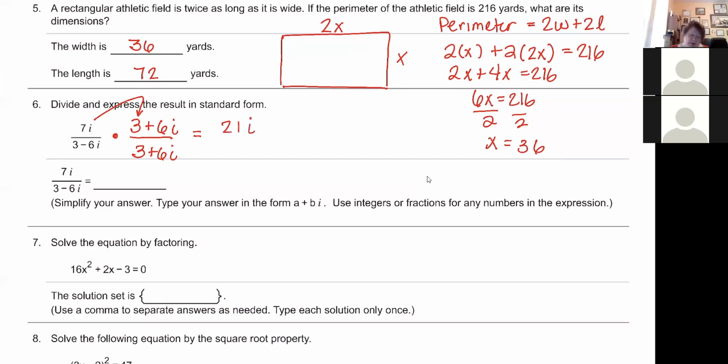We distribute the 7i across the 6i. 7i times 6i, 7 times 6 is 42. i times i is i squared.